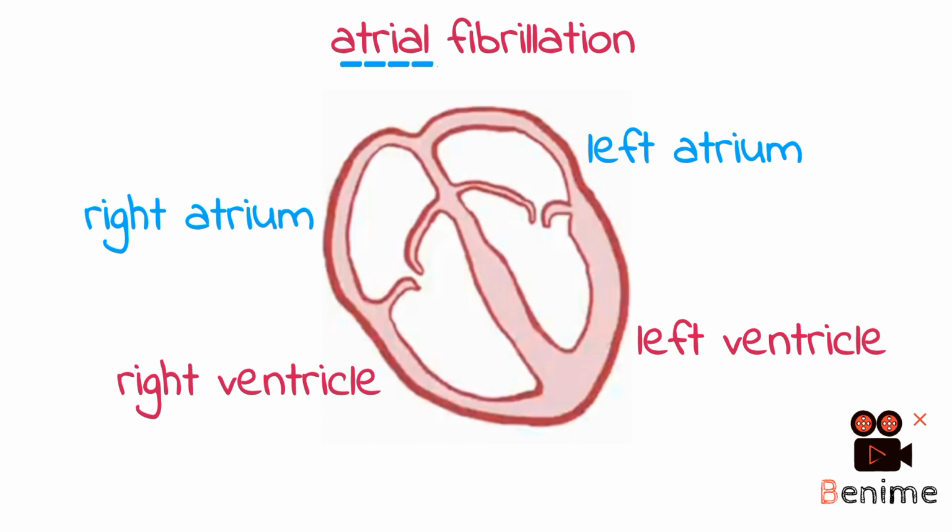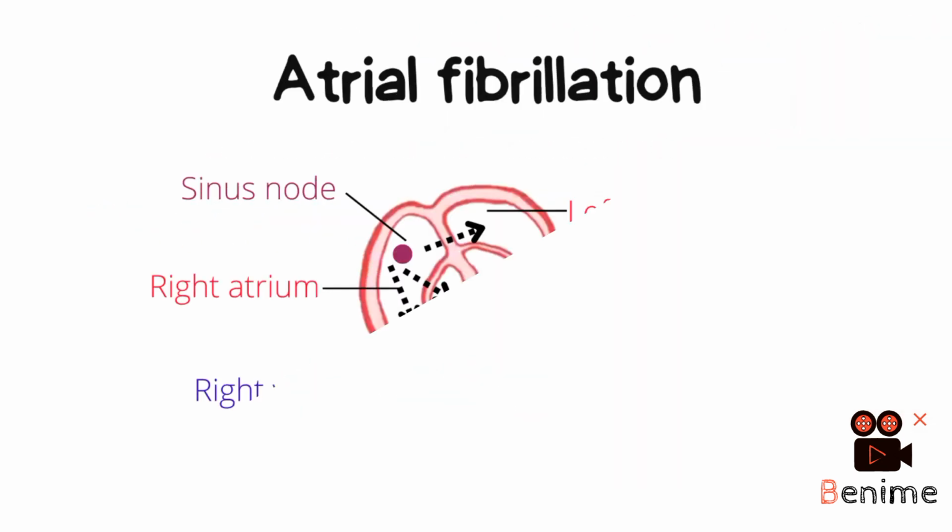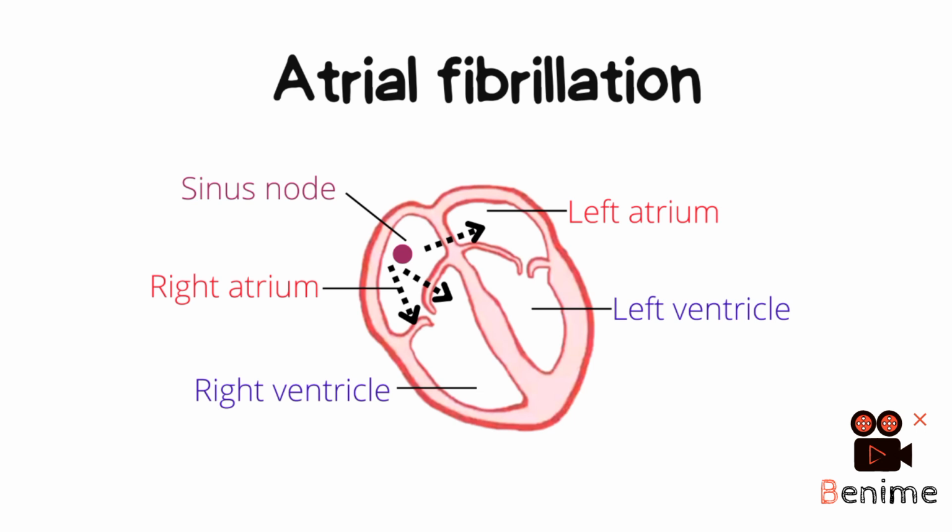Atrial fibrillation happens when abnormal electrical impulses suddenly start firing in the atria. These impulses override the heart's natural pacemaker, which is the sinus node, or SA node. It is located in the upper right atrium. Normally, the SA node fires, and impulses travel through both atria, as shown through arrows, and cause both atria to contract at the same time. Then the impulses travel down to the ventricles and cause ventricular contraction.